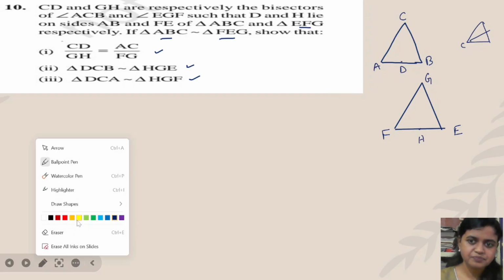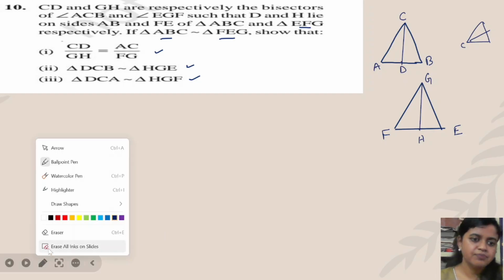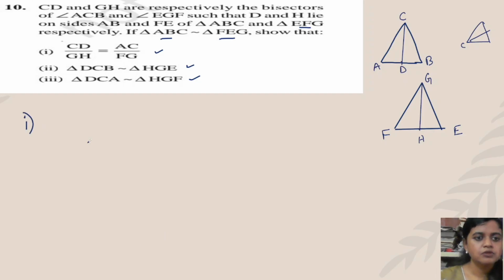Now, the line from C to D, and from G to H. So for the first one, CD by GH, what do you have to prove? You have to prove CD by GH equals AC by FG. We have to prove this one. So let us start proving.